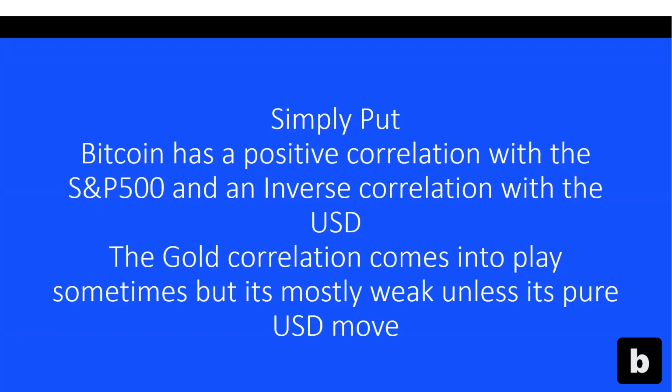And also, I think it's important to know that the gold correlation does come into play sometimes, but it's mostly weak unless we see a very pure US dollar move or we see some type of risk move. But otherwise, gold has its own dynamics, and so does Bitcoin. And in a way, there's many different variables acting in both of them. So we need to see really some type of US dollar or risk move in order to build in a correlation with Bitcoin at the time.